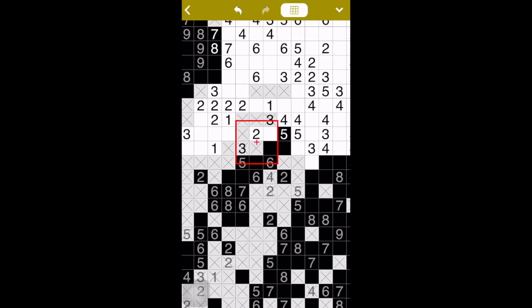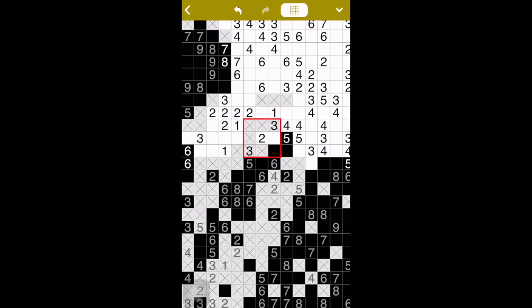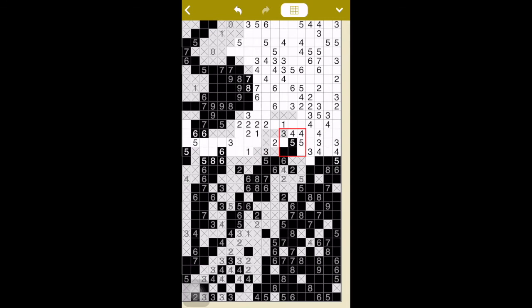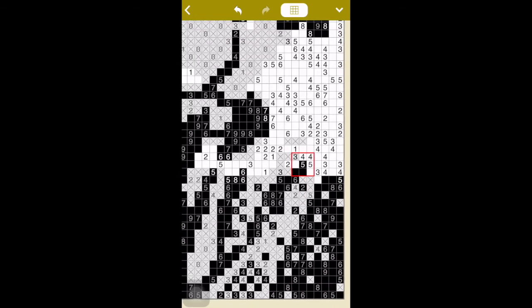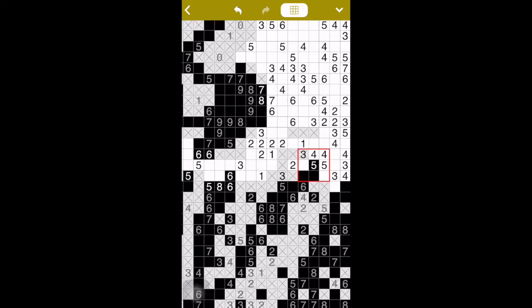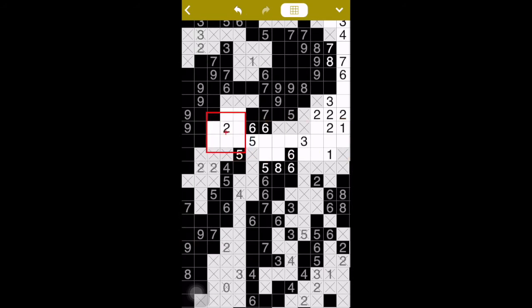Okay, so this one did have to do with the shared space, but it was, I guess, a little bit different. And you will see plenty of those as well in the more difficult puzzles. Okay, let's do another one here.